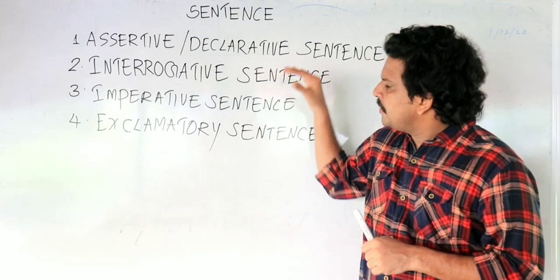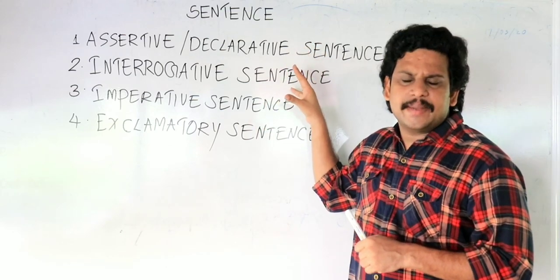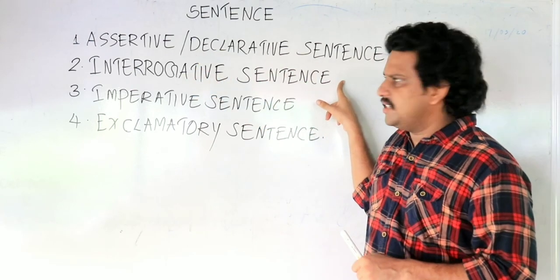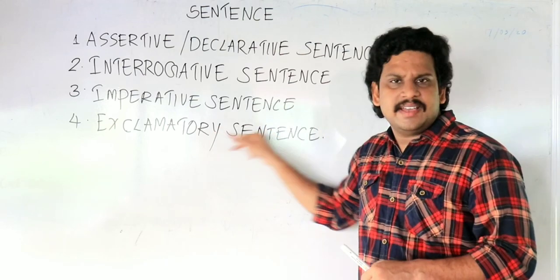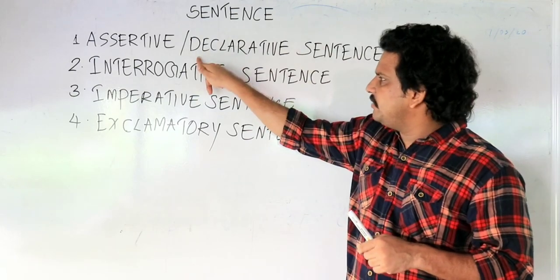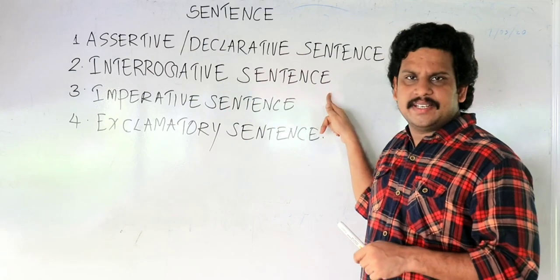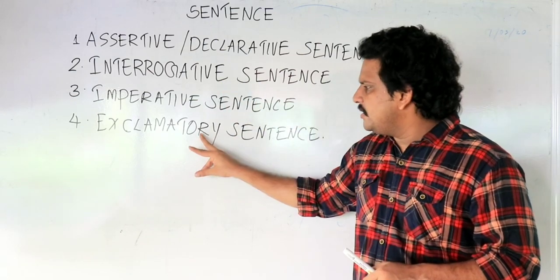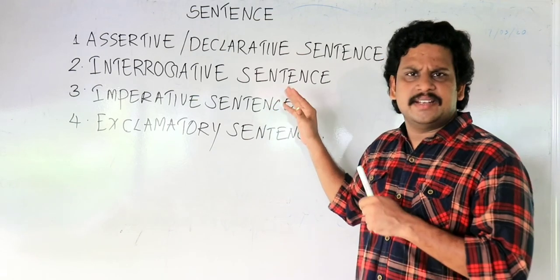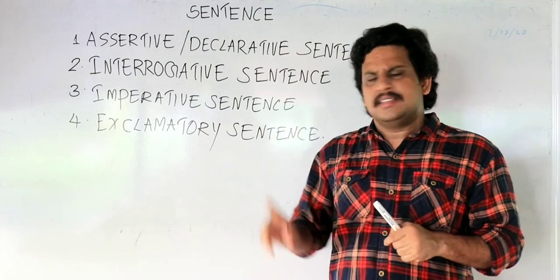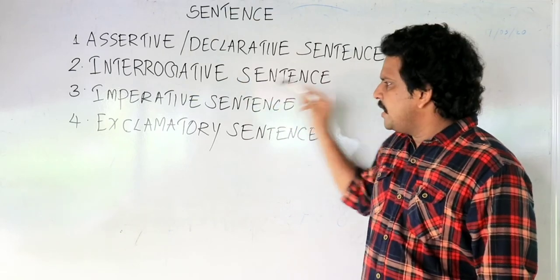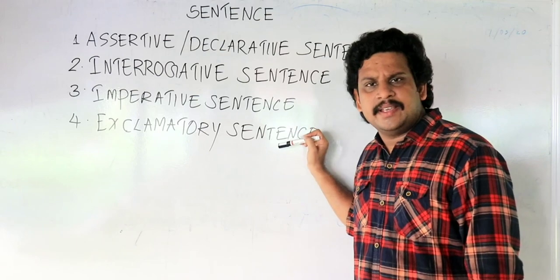But here, mainly sentences can be divided into 4. They are assertive or declarative sentences, interrogative sentences, imperative sentences and exclamatory sentences. Once again, you have to learn the names of these sentences first. Now we are going to study different types of sentences in detail. Okay? Once again, the names of these sentences are assertive or declarative sentences, interrogative sentences, imperative sentences and exclamatory sentences.